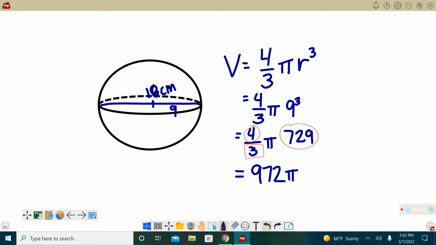We're going to leave it in terms of pi. And then we're going to write our units, which are centimeters. This is a volume, so I need them to be cubed.